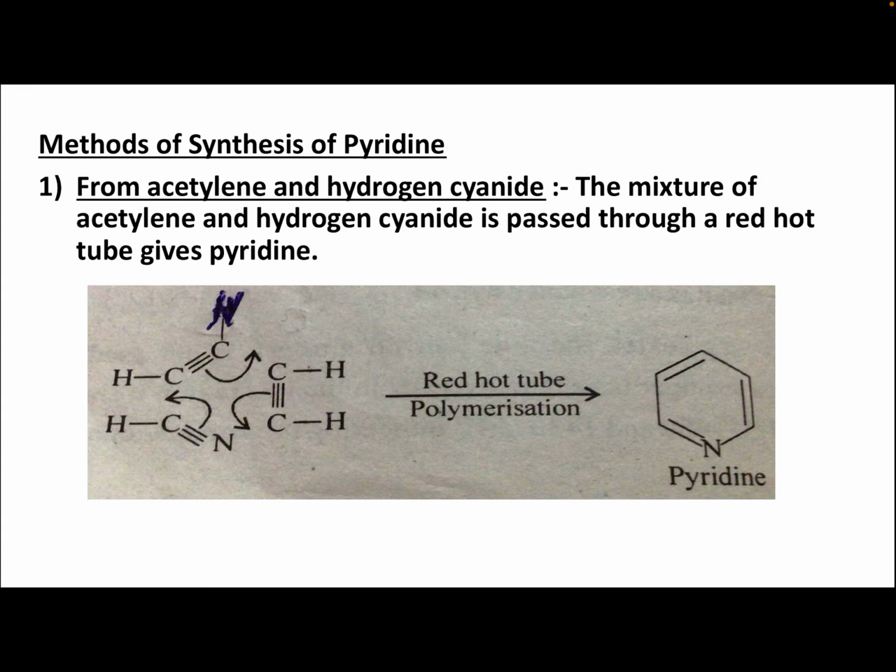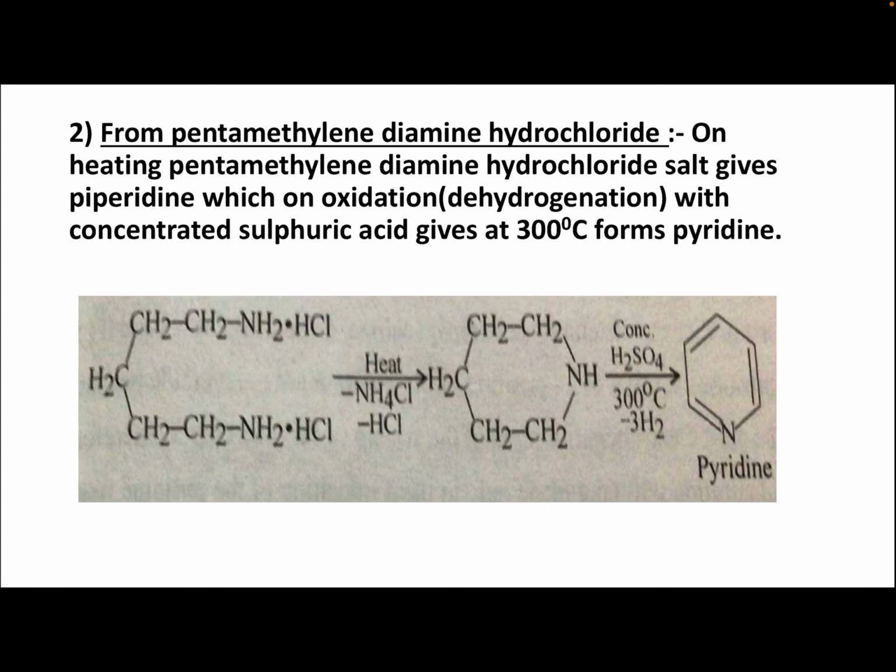So first preparation is from acetylene and hydrogen cyanide. Acetylene is H2C2, hydrogen cyanide is HCN. The mixture of acetylene and hydrogen cyanide is passed through a red hot tube to give pyridine. So here in the reaction we are seeing HC triple bond CH, HC triple bond CH. This is the acetylene, HC triple bond N, hydrogen cyanide. So when it is passed through red hot tube, polymerization takes place and you are getting pyridine. So in this way we can prepare pyridine from acetylene and hydrogen cyanide.